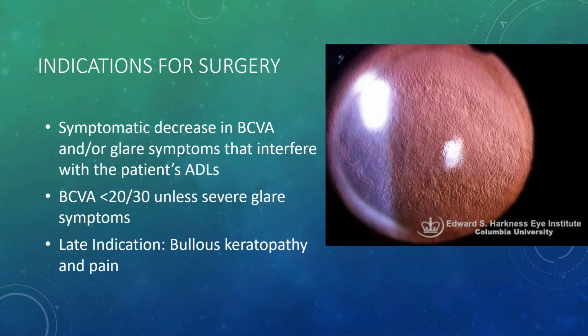So why should we do surgery for corneal edema? If you have a symptomatic decrease in best corrected visual acuity, or you just have glare symptoms that interfere with the ADL. So it's much like a cataract patient. So, if a patient's worse than 20/30, and they're really having a lot of issues, then those are the patients that I start to think about surgery for. The later indications are patients that present with bullous keratopathy and pain.